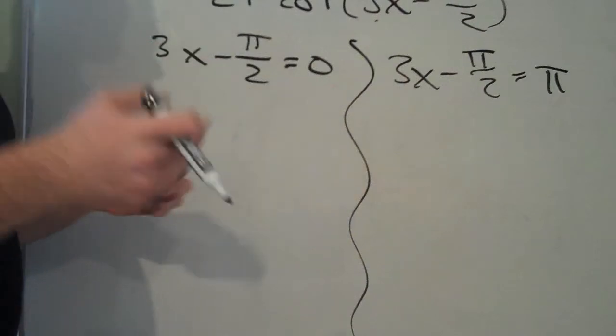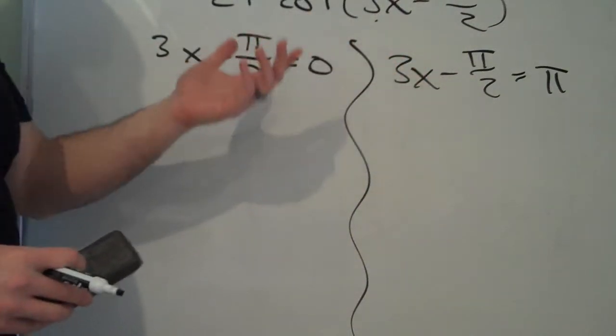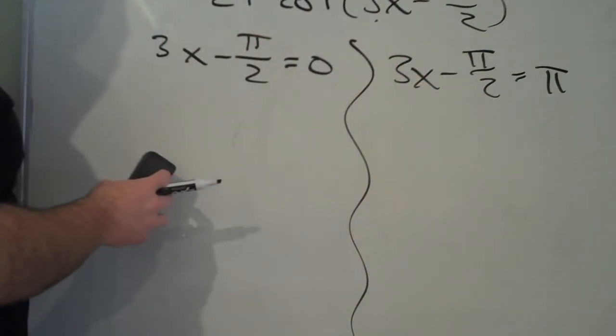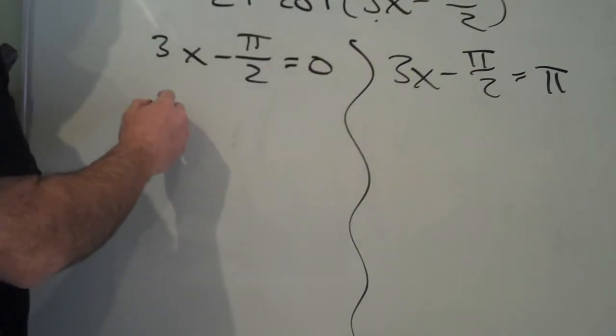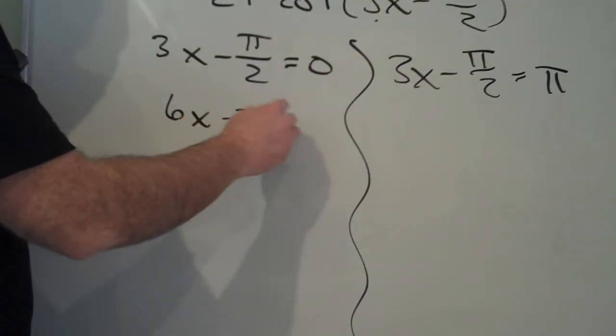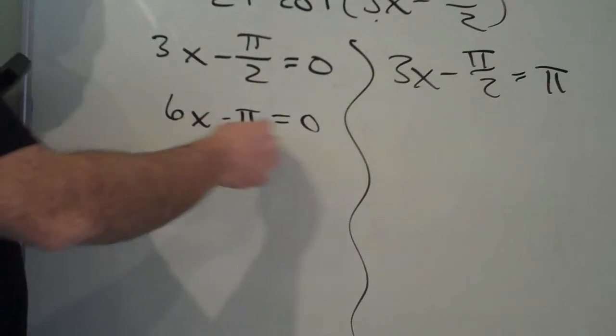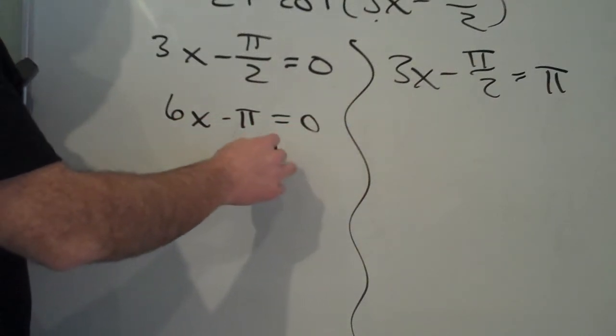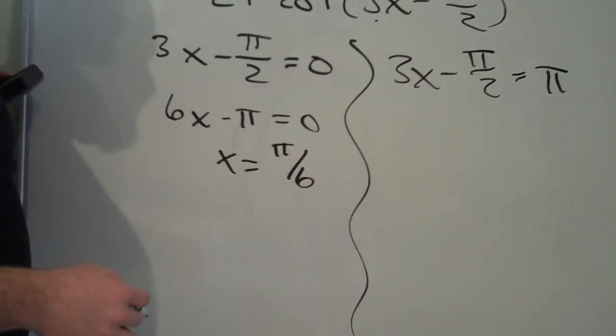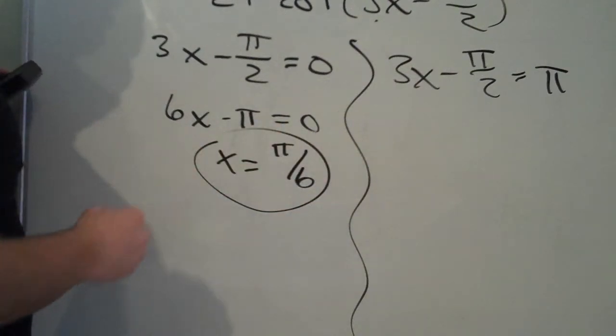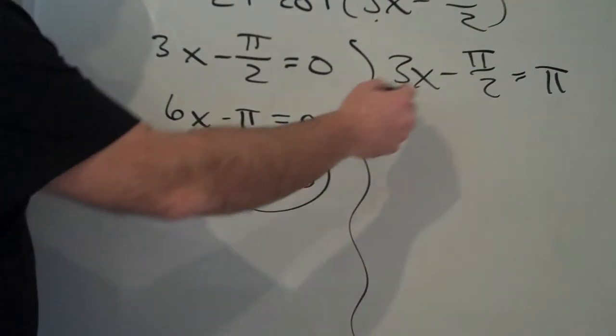You want to call it memorizing? I can explain why it's 0 and pi, but again, it goes along the same lines as when we were talking about tangent. Multiply everything by 2, 6x minus pi equals 0. Add pi, divide by 6, x equals pi over 6. So our first asymptote for cotangent is at pi over 6.